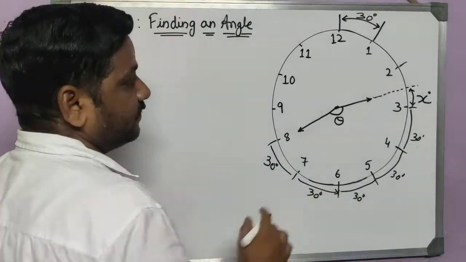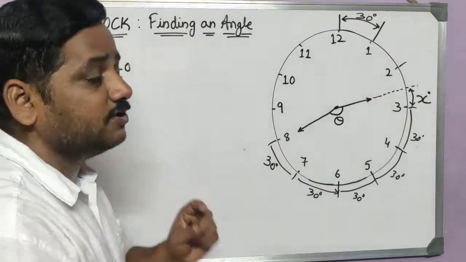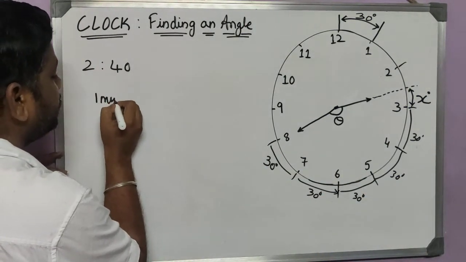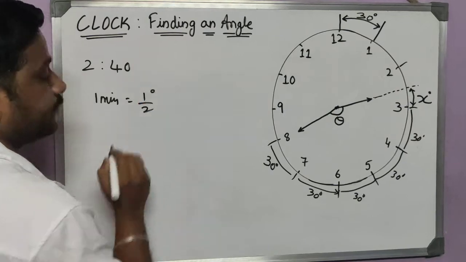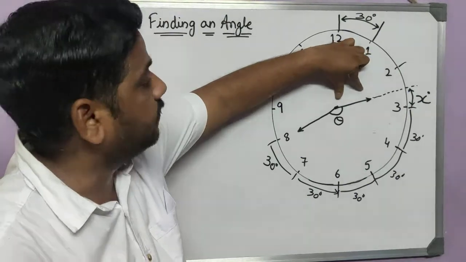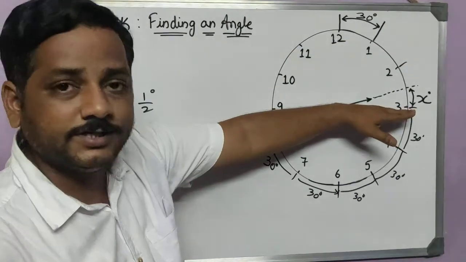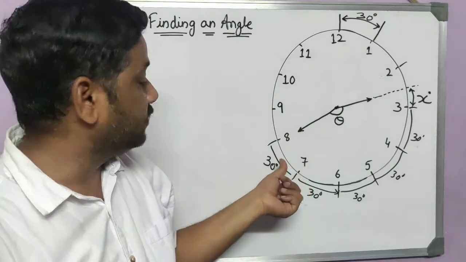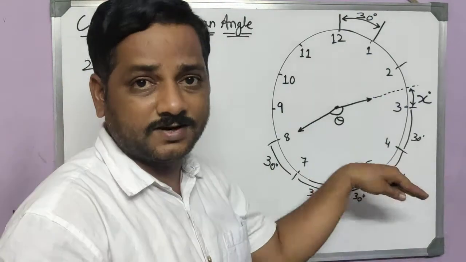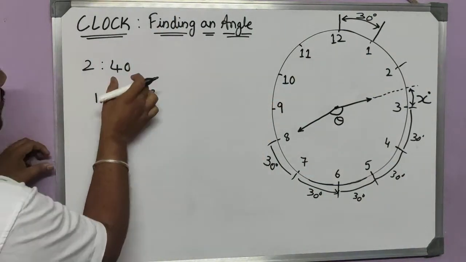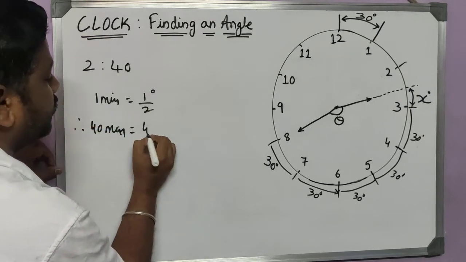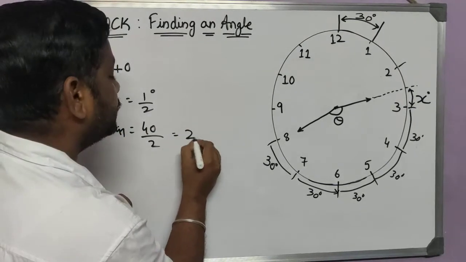See, one thing you can identify here. Now I will make use of note 2. Note 2 says that 1 minute will be equal to half a degree. Right? So here the hour hand is away from 2 and near to 3. And how many minutes have passed now? It is 40 minutes. So for 1 minute we have half a degree of movement of the hour hand. Now it is 40 minutes, so for 40 minutes, it will be 40 by 2, that is nothing but 20 degrees.